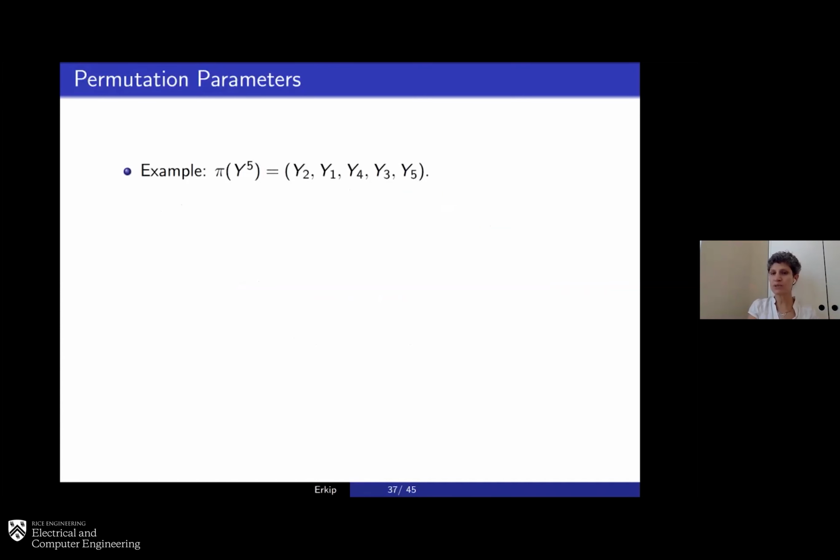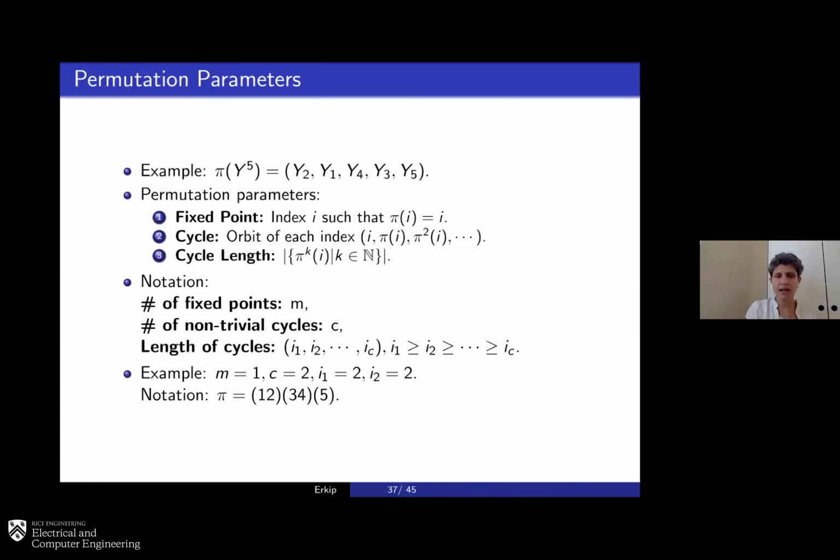And it turns out that permutations of sequences have a few important parameters that are important in this context as well. Okay, so let me go through this example. Suppose you have a sequence y1 through y5 and you permute it. Okay, so I call this pi of y of length 5. And my permutation is that I've changed y1 and y2's location, I flipped them around. Then I change y3 and y4's location, I flipped them around. y5 remains where it is. Okay, so in this case, y5, the fifth location, would be a fixed point, right? It has not moved at all. So there's only one fixed point in this permutation. And then there are two cycles, one and two traded places, three and four traded places, okay? So those are called two cycles. So C is two. And the length of these cycles is two, meaning only two entries traded places, okay?